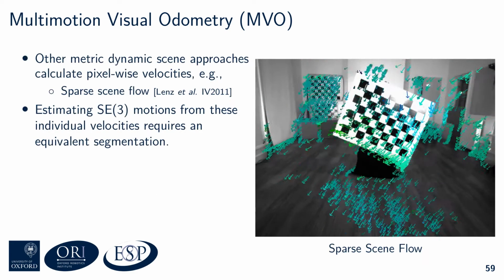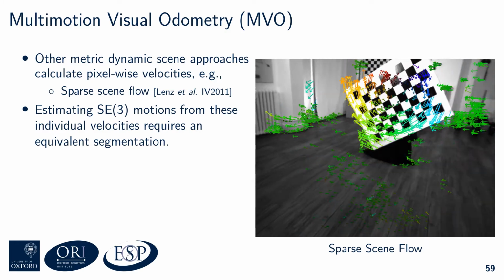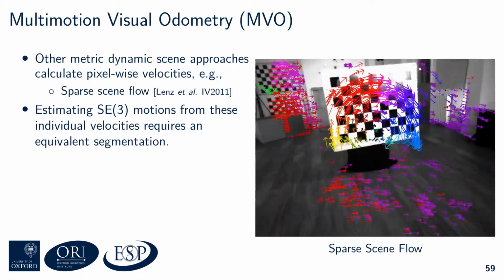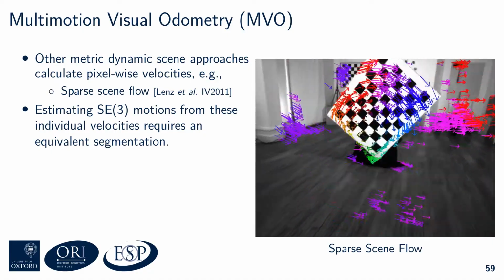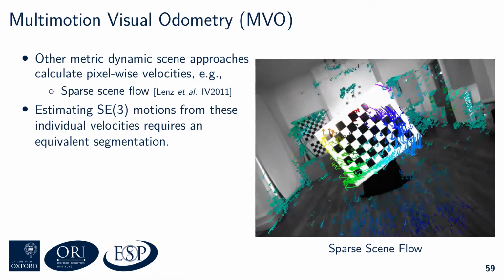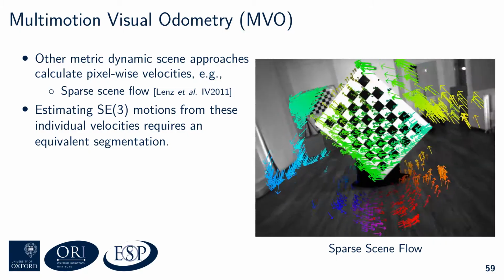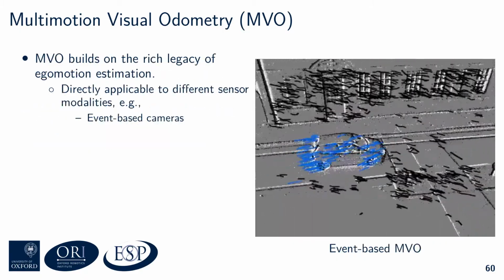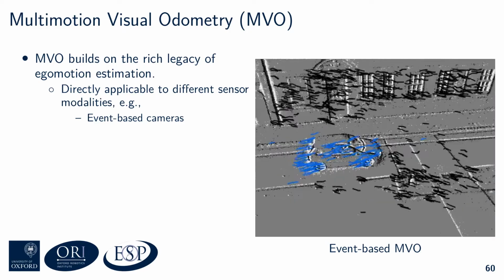It's worthwhile talking quickly about flow-based approaches to estimate dynamic scenes. These techniques estimate pixel-wise velocities, but turning these individual velocities into SE3 body motions still requires solving the segmentation problem. The difficulty of this segmentation is especially apparent for rotations around the optical axis of the camera, as seen with this checkerboard.